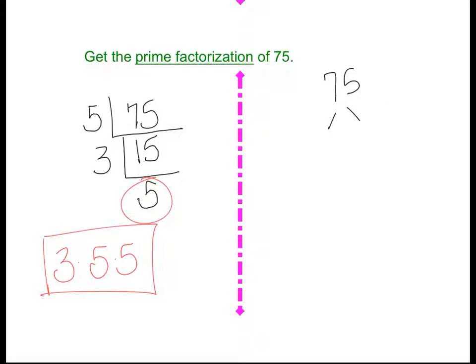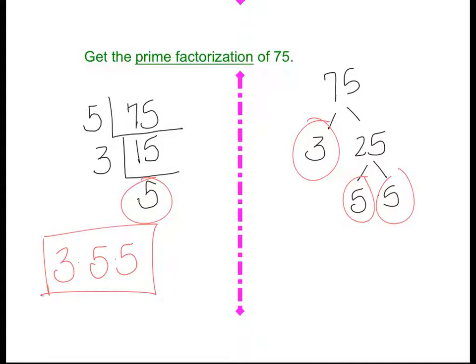Okay, now in factor tree, remember, I don't have to start with something prime. So maybe some of you think 75, that's like 3 fourths. 3 times 25 is 75. 3 is prime, so I'm done with that part of my tree. 25 is not, though. 5 times 5 is 25. Now, 5 is prime, so I'm done. My prime factorization is 3 times 5 times 5.